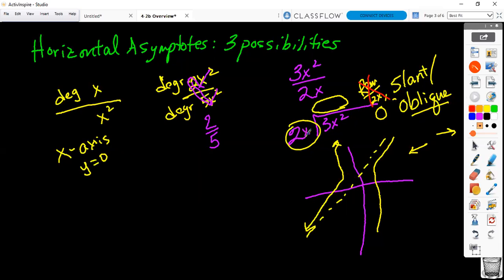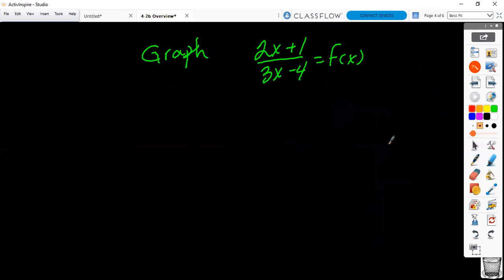And then you're going to have one of your x's into an x squared, so you're always going to have a linear term here. So whatever that number is, in this case, it would have been like a 2/3 or a 3/2, and I would have had that for a slope on that line. So those are the 3 horizontal asymptote possibilities that you have to watch out for.